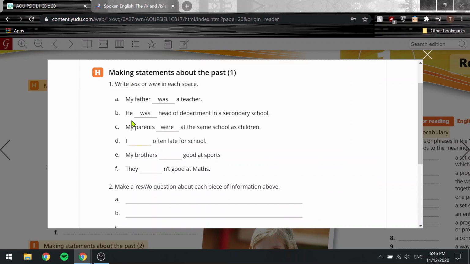D, I was often late for school. My brothers were good at sports. And they weren't good at maths. We'll say they weren't, and then you have the N apostrophe T, good at maths. So they weren't good at maths.